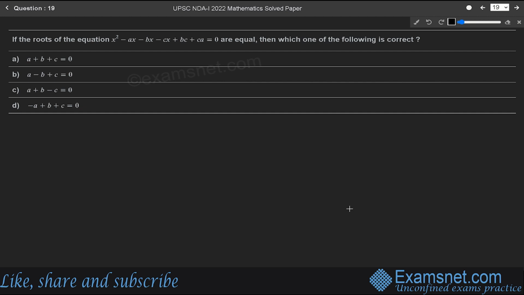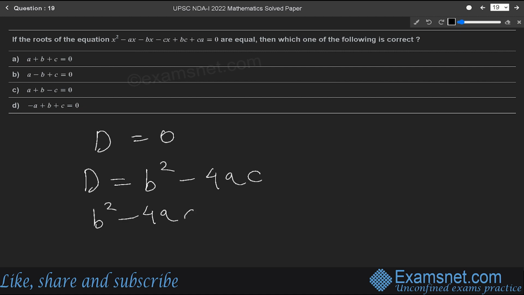Given that the roots of this equation are equal, and we know that the roots are equal only if D is equals to 0. And what is D? D is b square minus 4ac. Means when b square minus 4ac is 0, then the roots of any equation are equal. And it is already given in the question that the roots are equal. Therefore, b square minus 4ac is equals to 0.